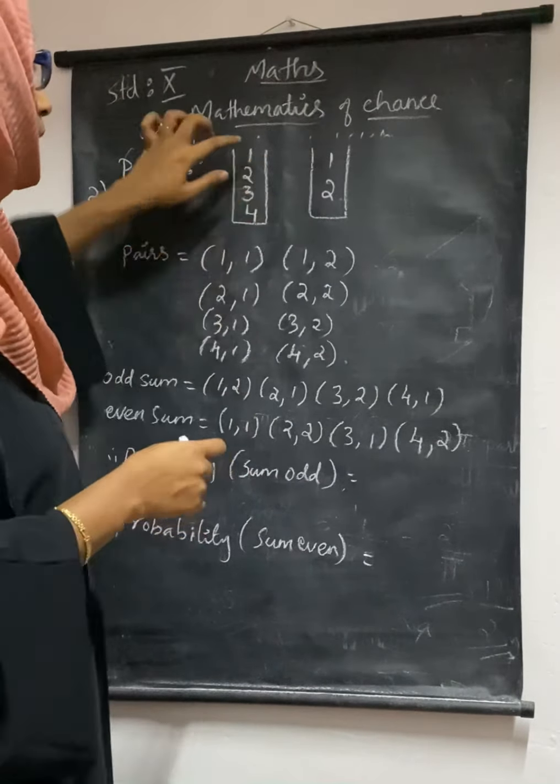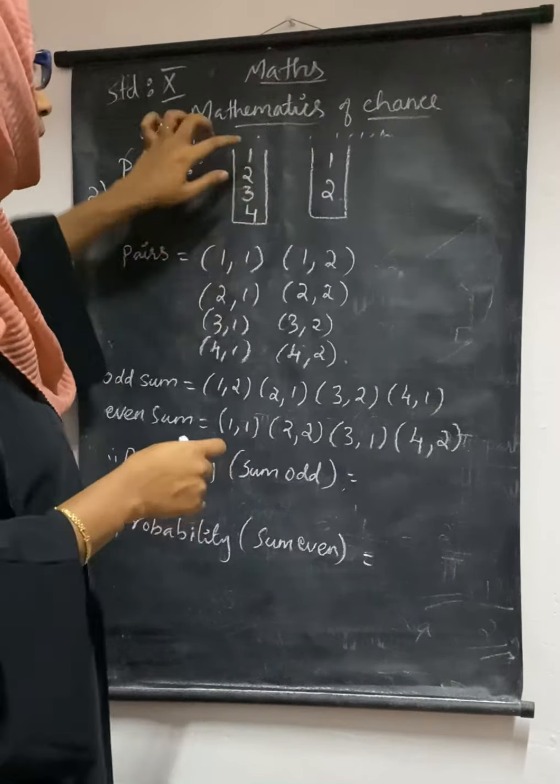Next I can take 2, 1 and 2, 2. Next 3, 1 and 3, 2. Next 4, 1 and 4, 2. So these are the pairs we can make. That's why the pairs heading was given: 4, 1 and 4, 2, like that the pairs we can make.